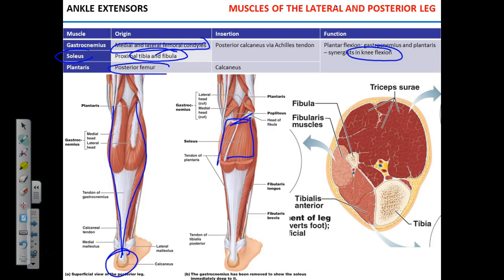And plantaris, which runs from the femur to calcaneus. You can see the tendon for plantaris that runs from the distal femur all the way down to calcaneus. It's a weak synergist in both plantar flexion and knee flexion.